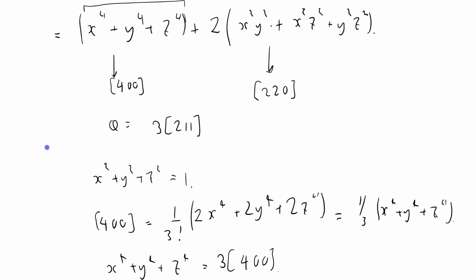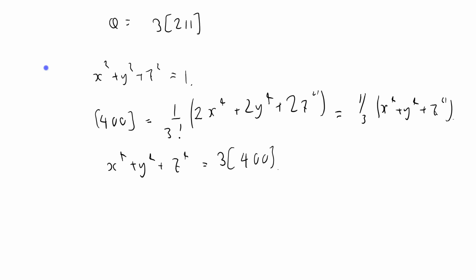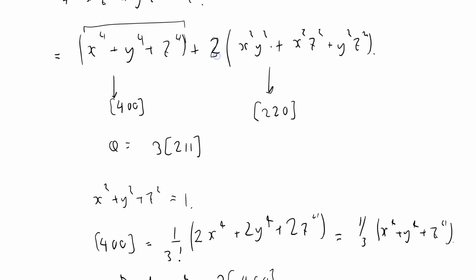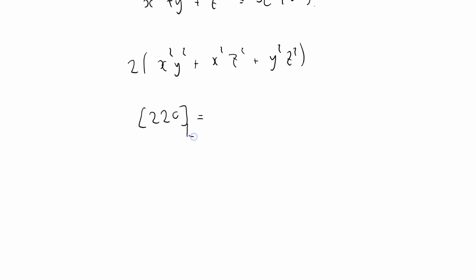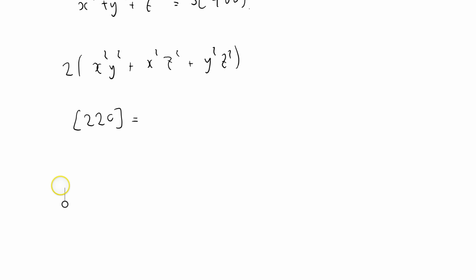There it is. And what about this other term here? Is it a 2? No, it's a 1. This one's a 2, this one's a 2. So let's just keep that one there. So we've also got 2x squared y squared plus x squared z squared plus y squared z squared. And then if I write out 220 explicitly, it equals 1 over 3 factorial times 2x squared y squared plus 2x squared z squared plus 2y squared z squared.